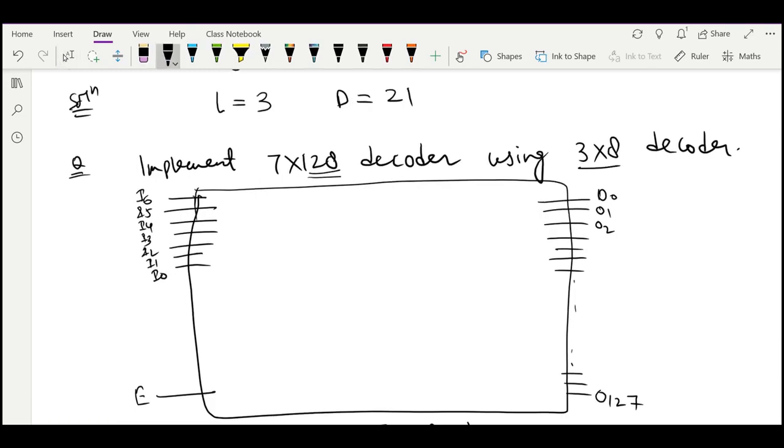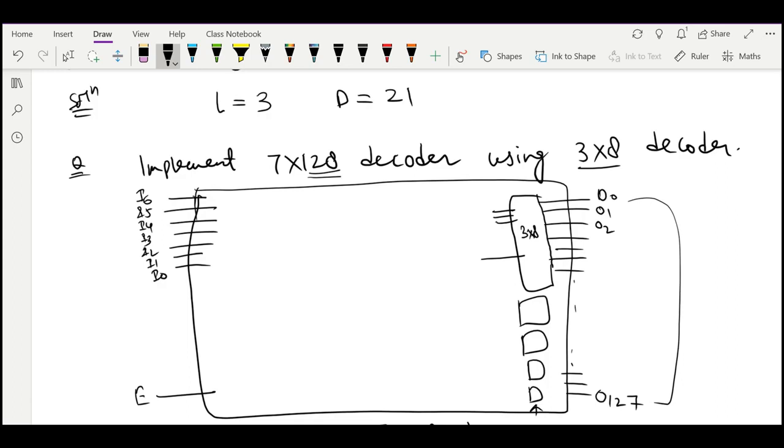So obviously the first 8 lines will be used by a 3 into 8 decoder and it will have 3 inputs and 1 enable input. Similarly, if we use these decoders here, how many decoders at this level will be used? You can see that 128 lines are available here, and every 8 lines will be used by 1 decoder. So how many decoders? 128 divided by 8, which is 16. So 16 decoders will be used at this level.